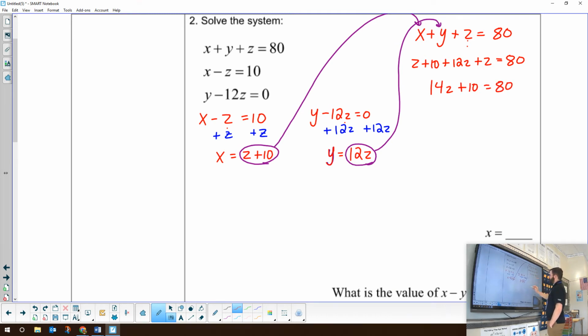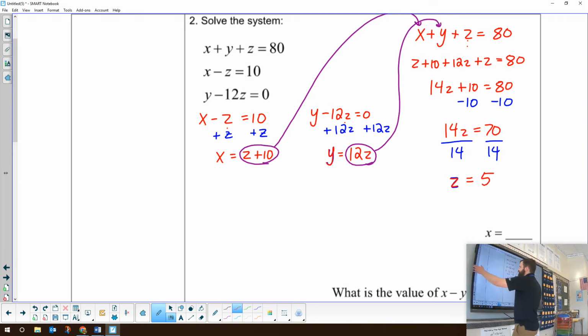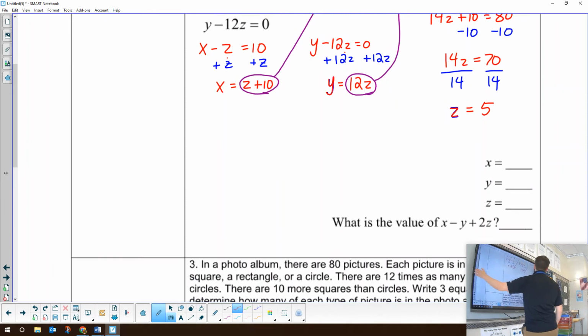Then I will subtract 10 from both sides. And I'll end up with 14Z equals 70. And then I will divide both sides by 14. And we'll end up with Z equals 70 divided by 14, which is 5. So my Z is going to equal 5. I can write that in right here.